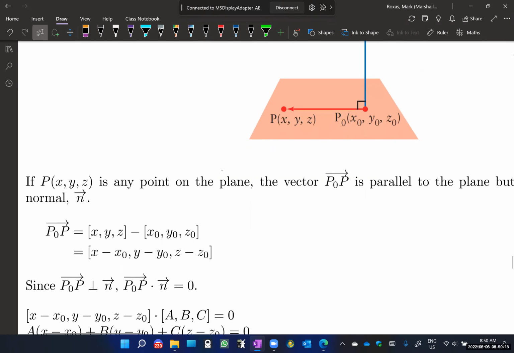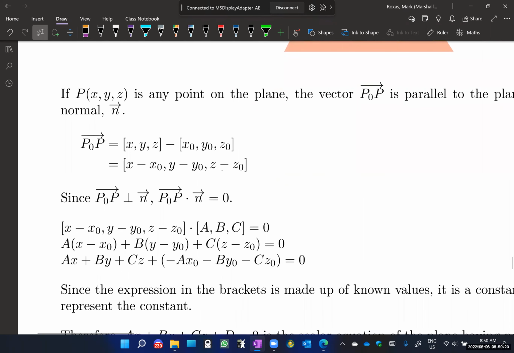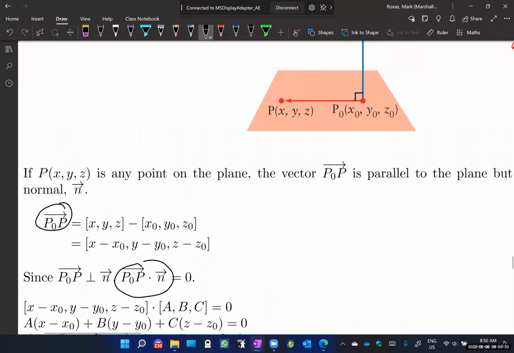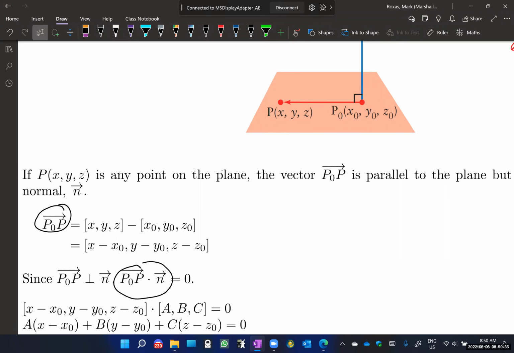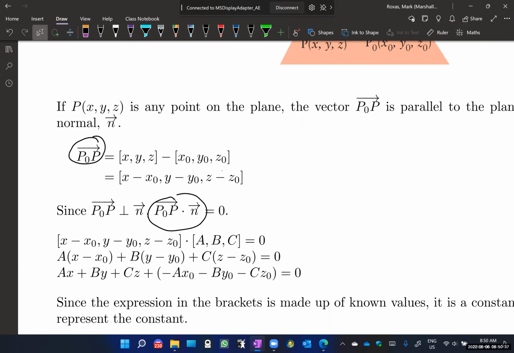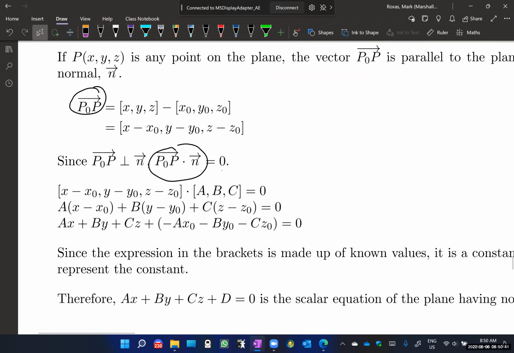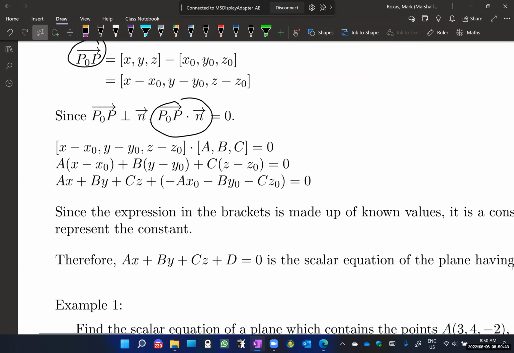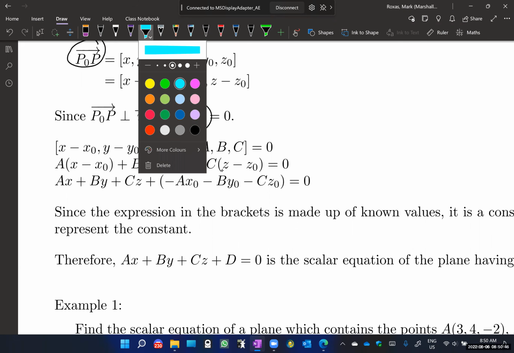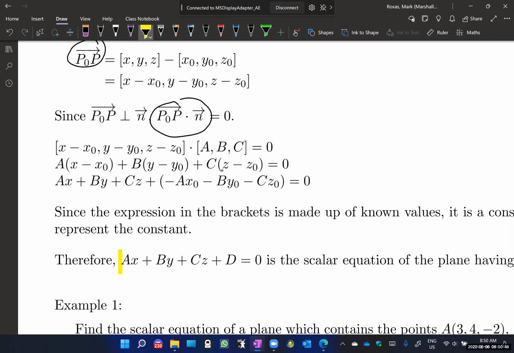If I scroll down a bit here. So the development of the formula is through the dot product between your vector on the plane, P0 P, and the vector n, the normal vector. That dot product is equal to 0 because they are perpendicular to each other. And then from that, you can develop the scalar equation. So I'm just going to highlight the end result.